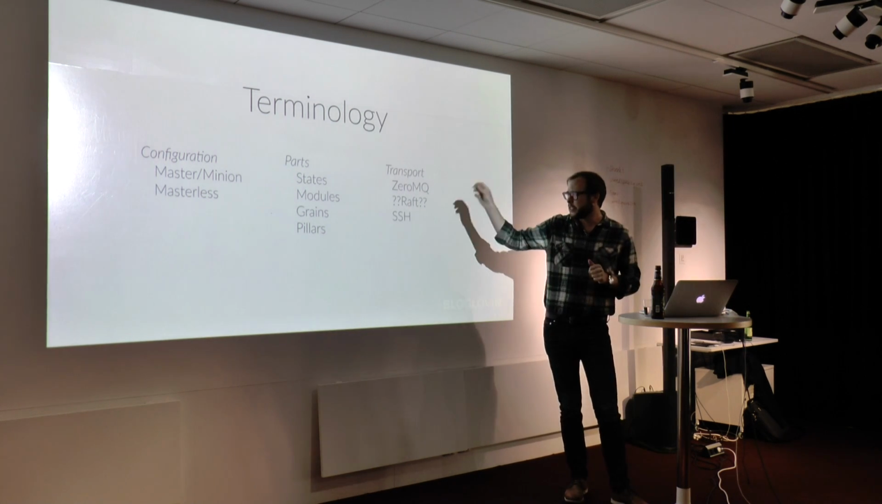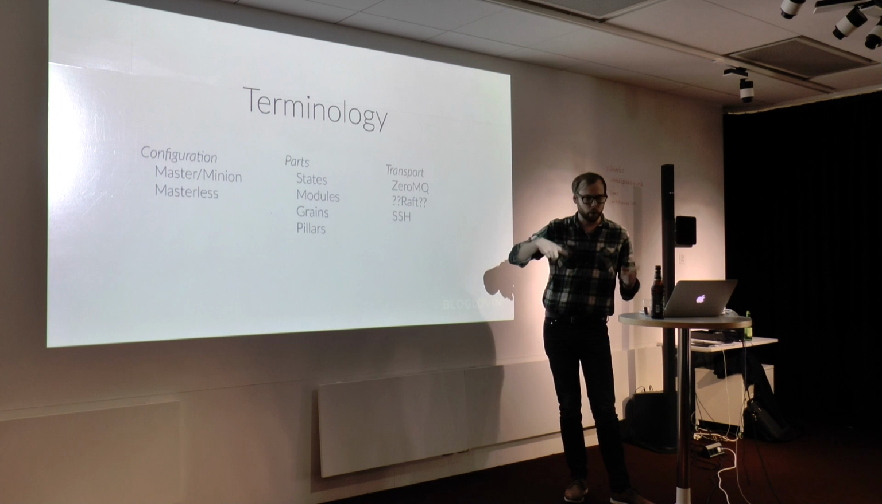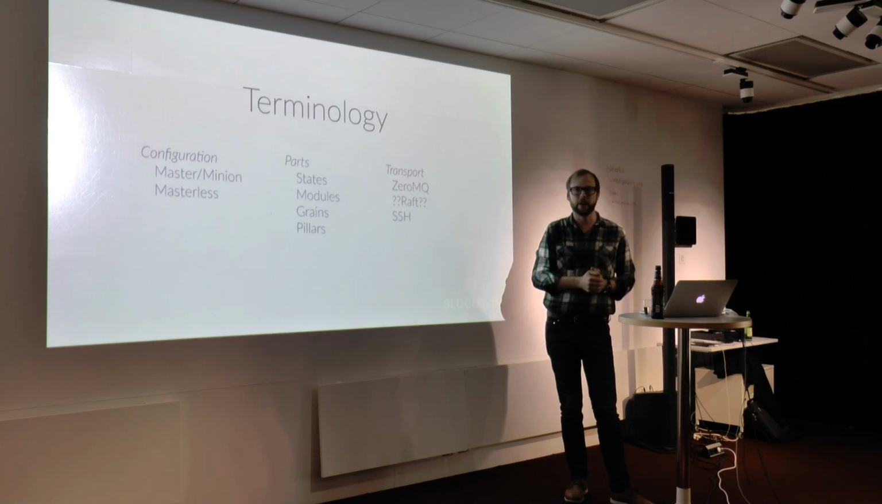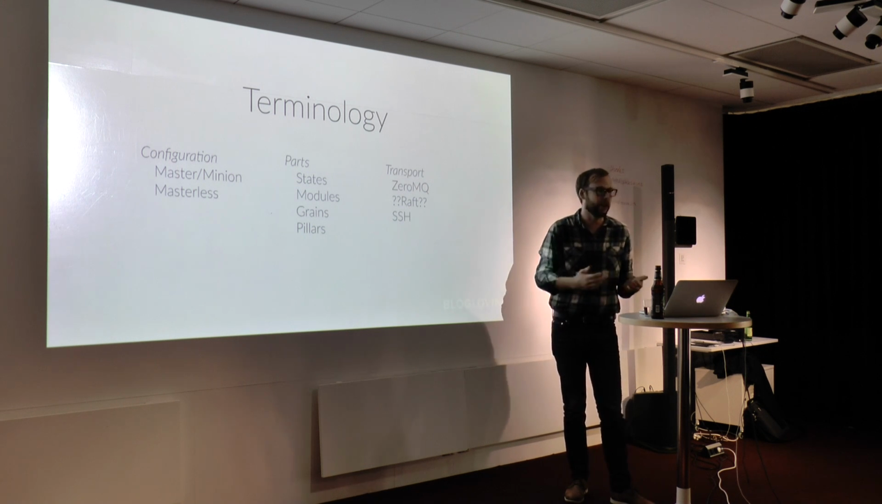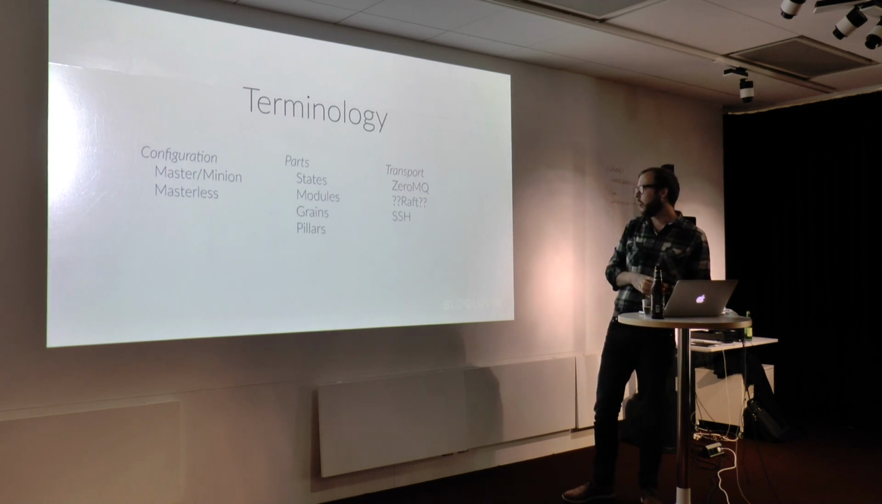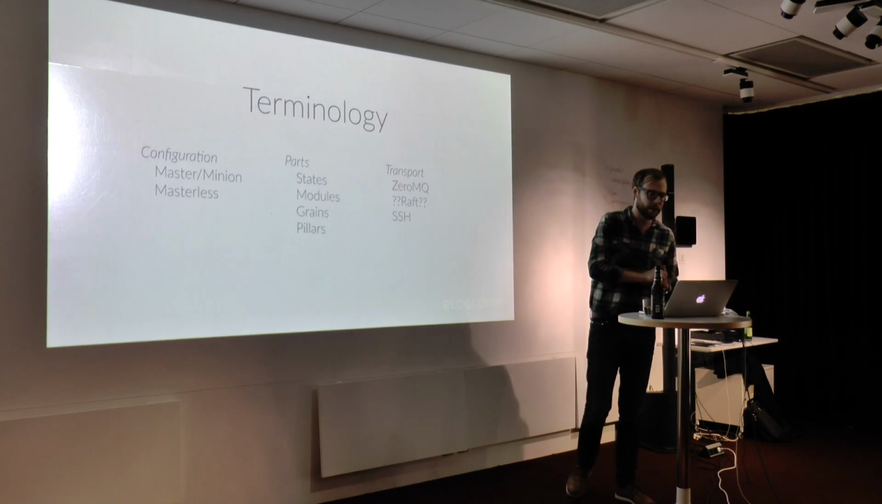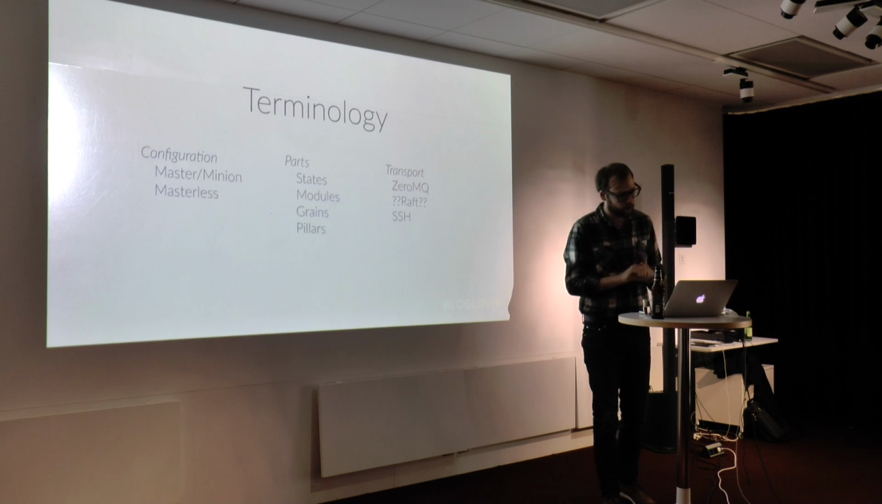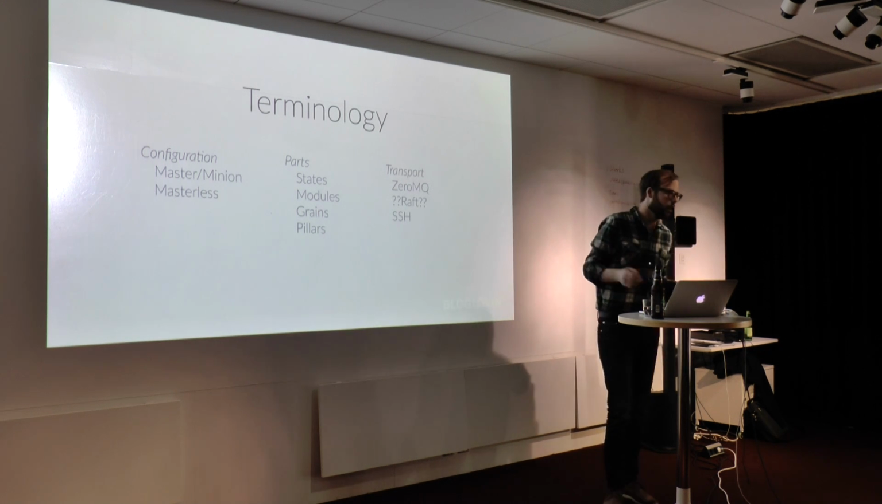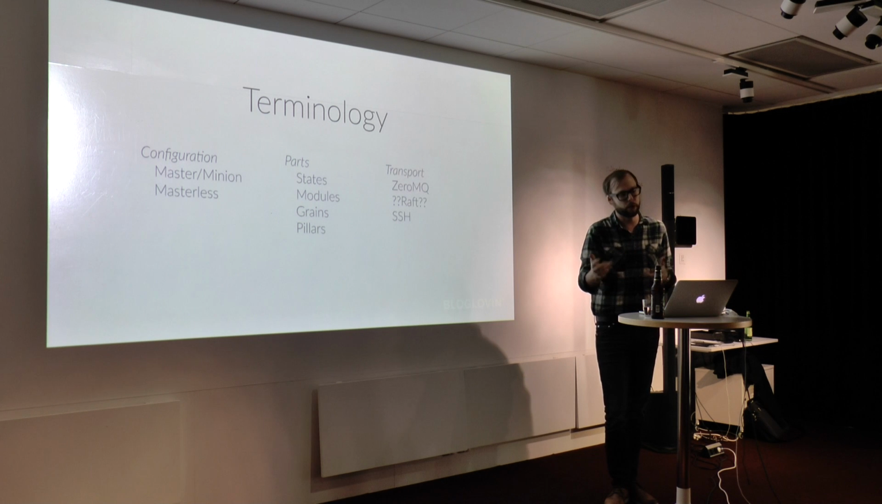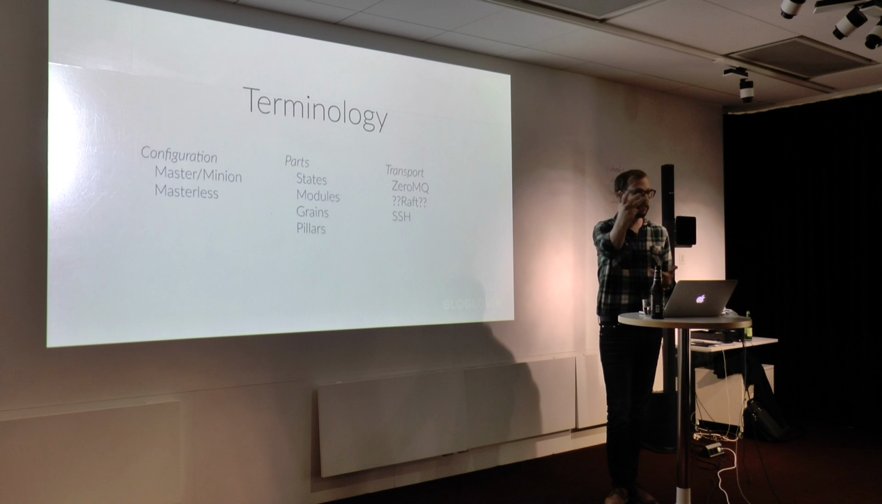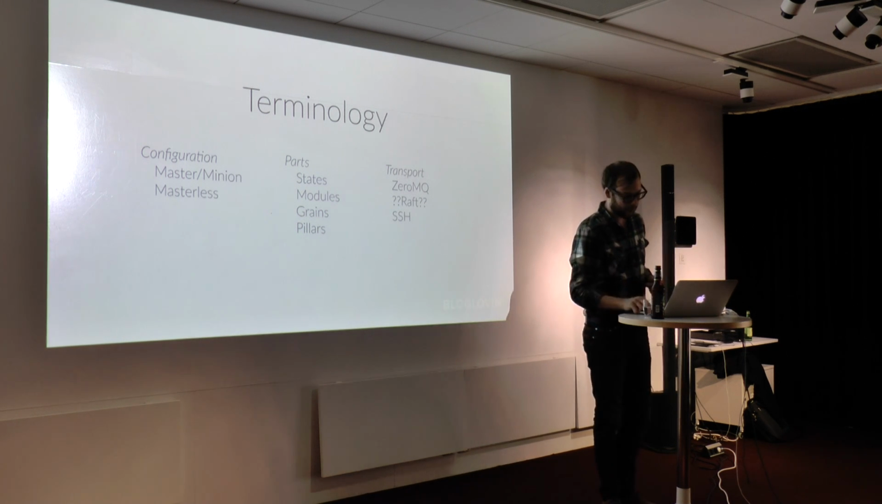The different parts are states, modules, grains and pillars. I'm going to walk through this. They are quite similar in a lot of configuration management tools; they just have different names. For transport, it's using 0MQ as the event bus. I'm going to talk a bit about that also. You can also use SSH, like Ansible defaults to, so you can just have your repo locally and do everything over SSH. It works fine, but it's slow and painful.